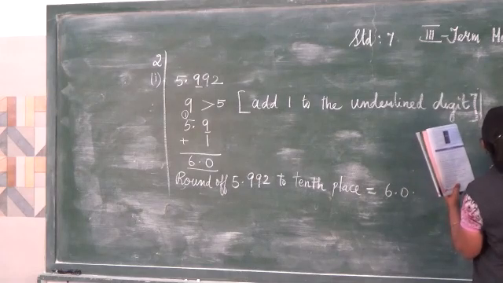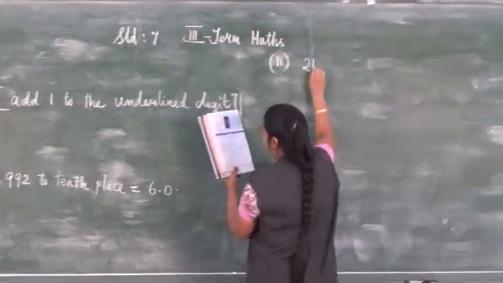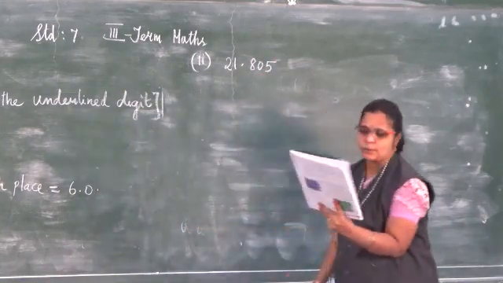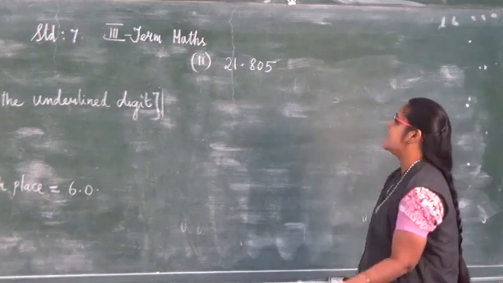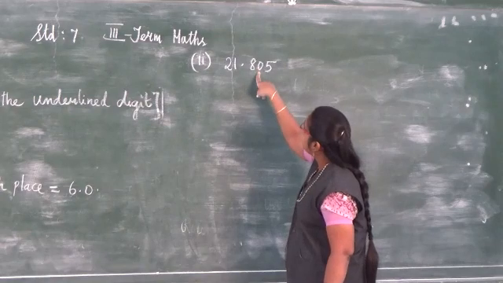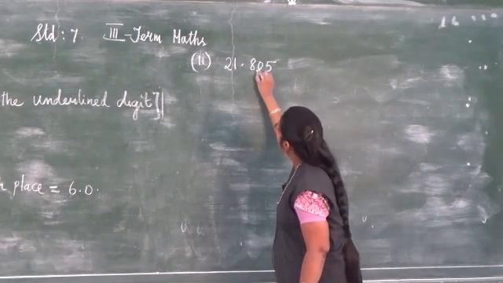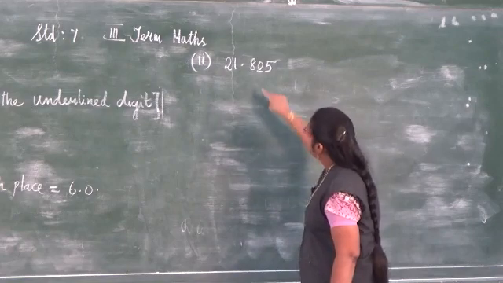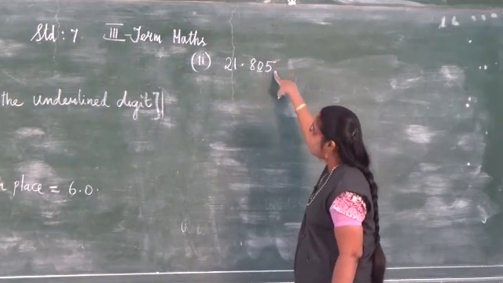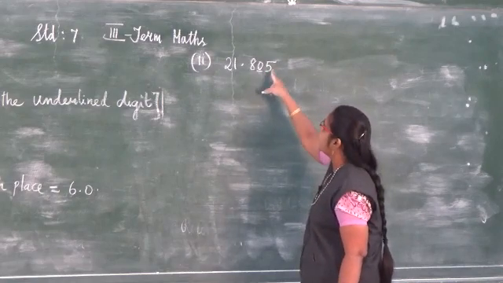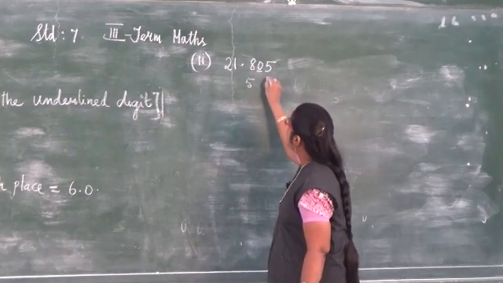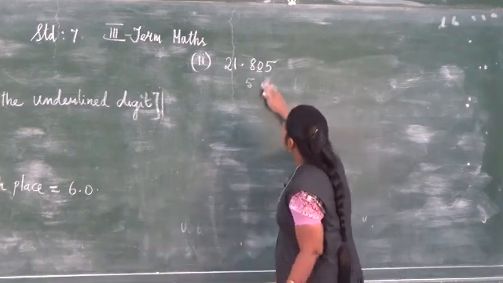Second one, 21.805 to the 100th place. 8 is the 10th place, 0 is the 100th place. So 0 is the 100th place. After underlining this, what do we have to do? We have to go to the right side of the underlined digit. The right side of the underlined digit is 5.